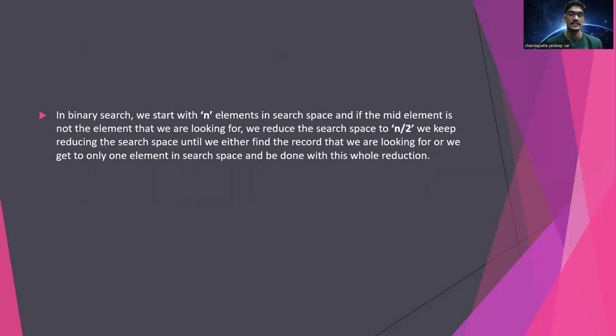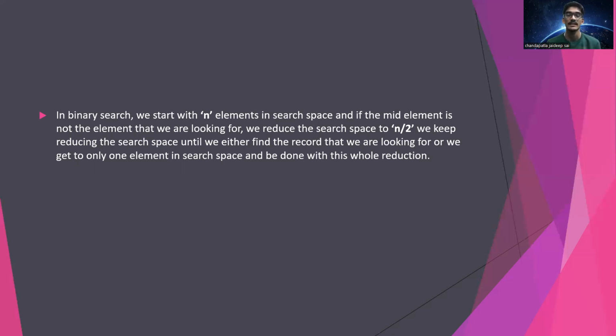In binary search, we start with n elements in the search space, and if the middle element is not the element that we are looking for, we reduce the search space to n by 2. We keep reducing the search space until we either find the record that we are looking for or we get only one element left in the search space.